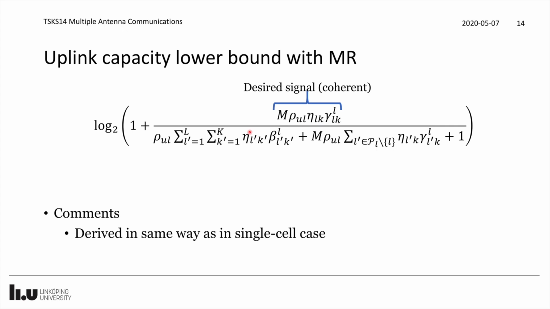Then in the denominator we have three terms. The first one is non-coherent interference from all the users. And that is something that we had in the single cell case as well, but now we're summing over all the cells and all the users in those cells. Previously we only had one cell. And we have the power, rho uplink eta L prime K prime. This is the power of the signal transmitted by user K prime in cell L prime. And then we have this beta term here, which is the large scale fading coefficient, or just the variance of the channel between the interfering user here and my base station.